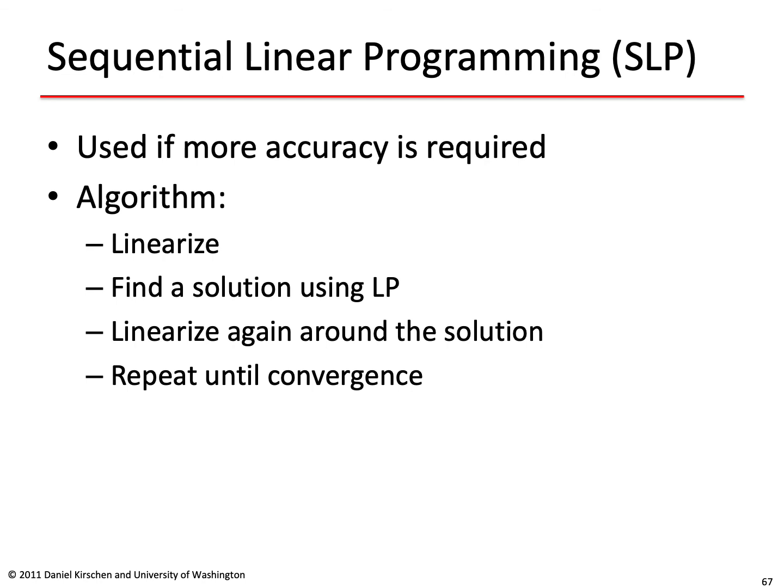In some cases, simply linearizing a problem does not provide enough accuracy. In those cases, you can use what's called sequential linear programming, which works as follows. You start by linearizing the problem around one operating point. You find a solution using the linear programming approach, and then you relinearize the problem around this solution, and then you repeat the process of finding a solution using LP, and you do that until the relinearization makes no difference to the solution.